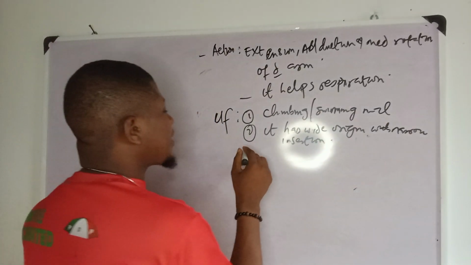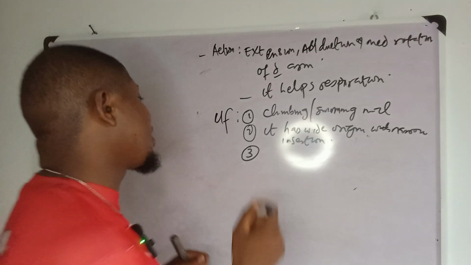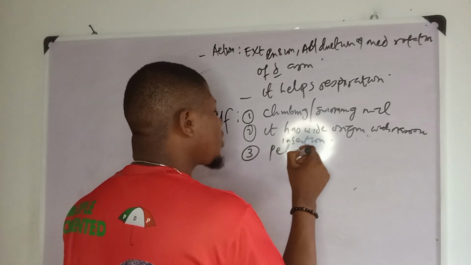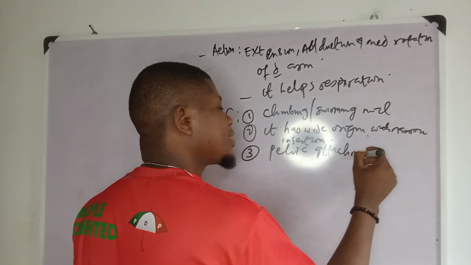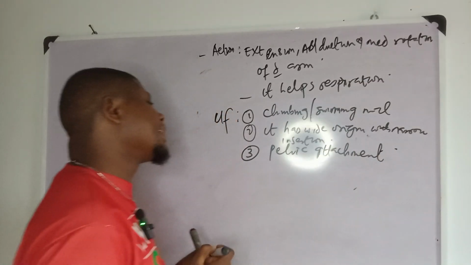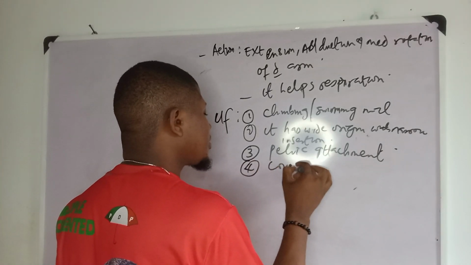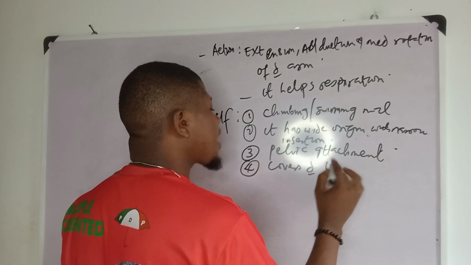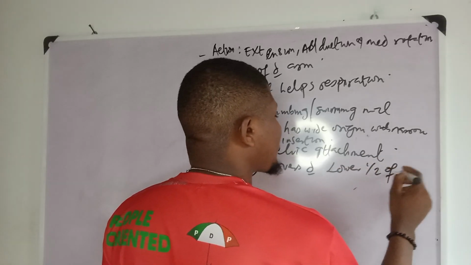Then the next thing you have to know about this muscle is that it is the only muscle of the upper limb with pelvic attachment. The pelvic attachment is to the iliac crest. Then the next one is that it covers the lower half of the back.